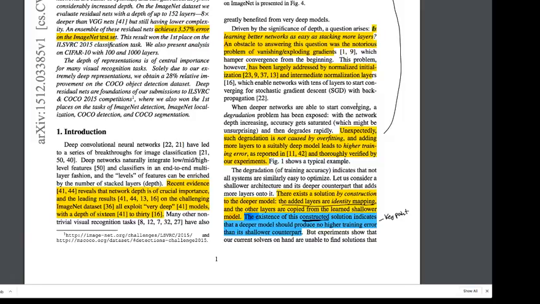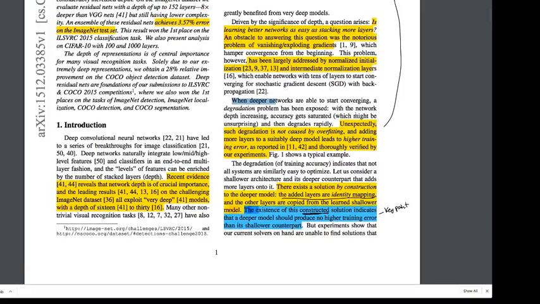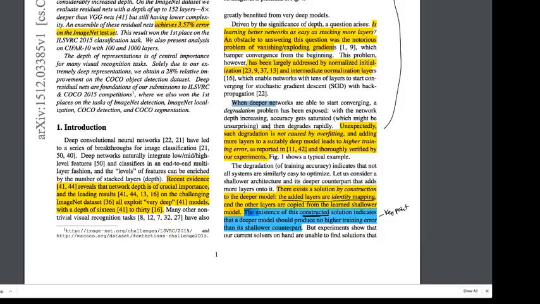So, going into deeper networks, we're saying, okay, we had these problems in the past. Let's just focus on making our networks deeper. But they find another problem. When deeper networks are able to start converging, a degradation problem has been exposed. With the network depth increasing, accuracy gets saturated and then degrades rapidly.